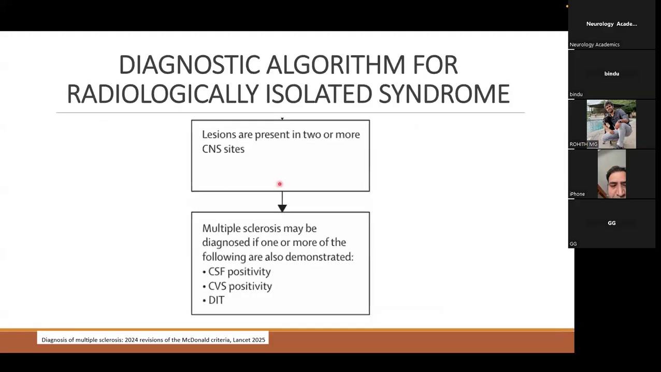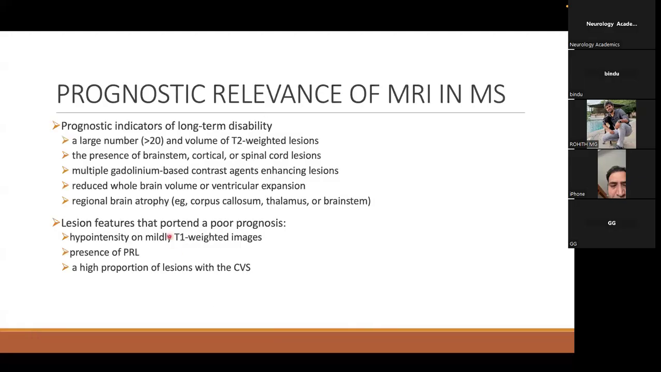And for radiologically isolated syndrome, that is when a patient is coming with any other symptom like headache or seizures, or we have taken an MRI for any other symptom, and the MRI shows MS typical lesions, then that is radiologically isolated syndrome. So to diagnose that, lesions should be present in at least 2 anatomical locations. Along with that, CSF positivity or central vein sign positivity or dissemination in time should be there to diagnose it as radiologically isolated syndrome. And so MRI also has a prognostic relevance.